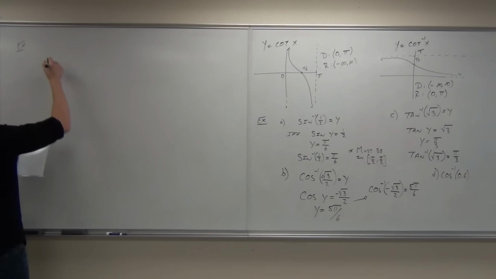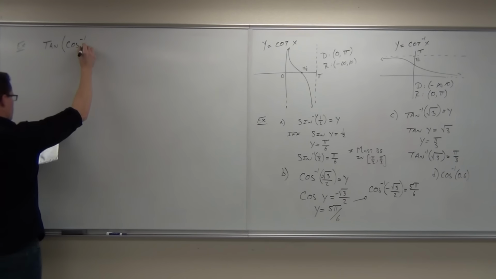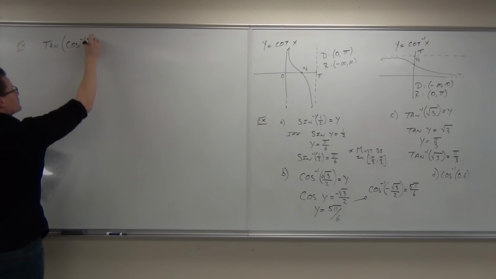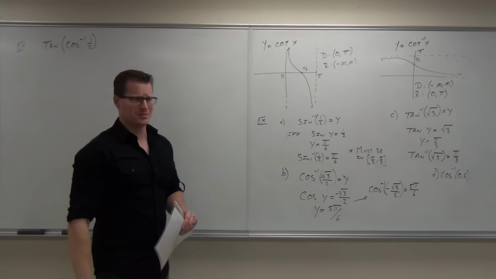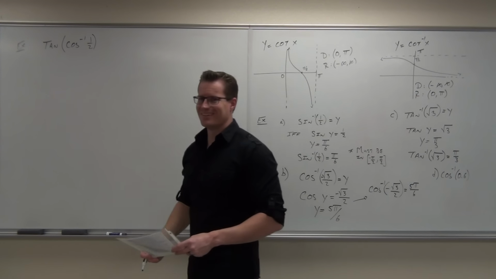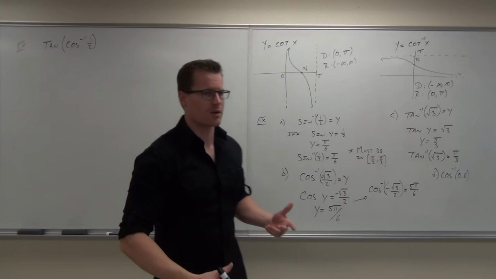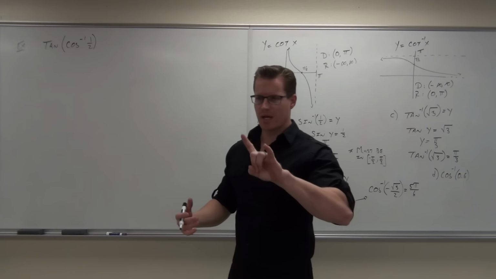What if I asked you to find tangent of cosine inverse of 1/2? And you go, no, please no. I don't want to do that. Just pull the inside out. Oh, you can. Actually, this one's kind of easy. Really, when you think about it, this one's easy. I'm going to give you 2 ways to do it.